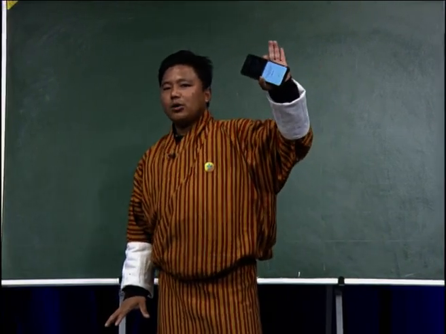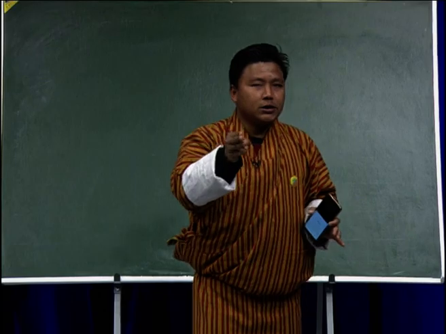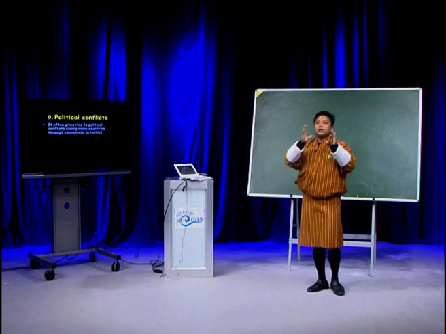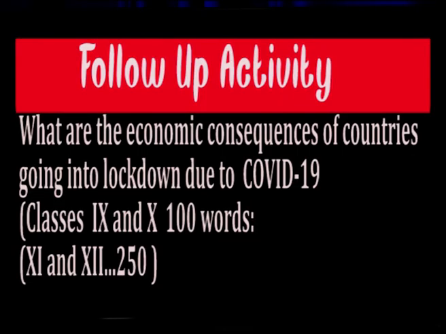With this, we come to the end of the session. First, we learned about trade, types of trade, the difference between internal and external trade, and advantages and disadvantages of trade. Now, as a follow-up activity, I want you all to write about some of the economic consequences of countries going into lockdown due to COVID-19. For classes 9 and 10, you have to write a 250-word essay. And for classes 11 and 12, you have to write 250 words.